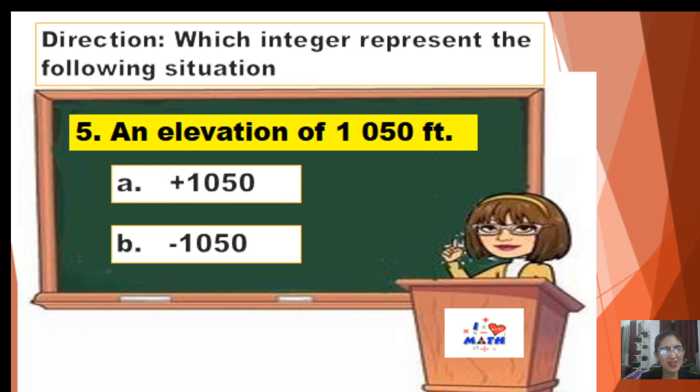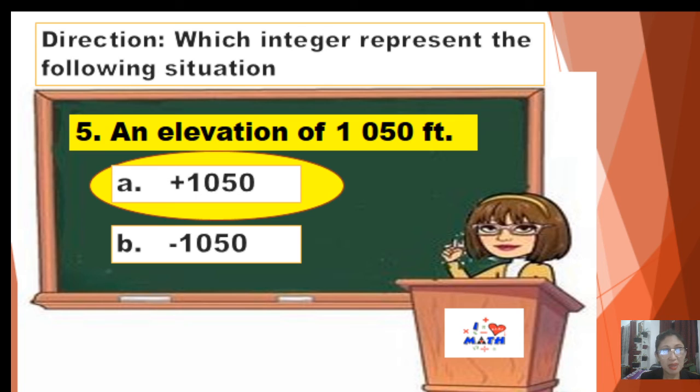Okay, let's have number 5. An elevation of 1,050 feet. Is it A, positive 1,050 or B, negative 1,050? The answer is A, positive 1,050. Very good. Okay, let's keep on moving.